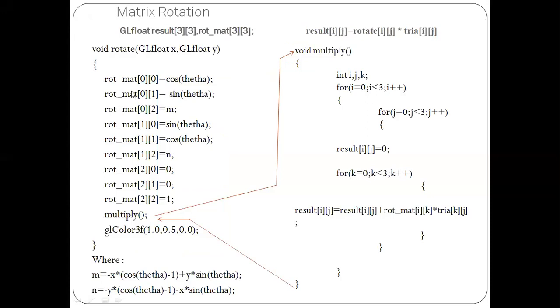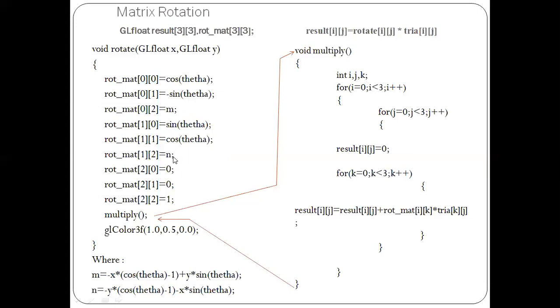Now let us see what happens to my rotation matrix. My rotation matrix 0 0 will be cos theta. Rotation matrix of 0 1 will obviously be minus sin theta. Rotation matrix of 0 2 will be m. What is m? M is equal to minus x. X means we have taken 100, and y also we have taken 100, that is at the fixed point. So x and y will be calculated here for m, and this will be calculated for n. Now this m and n will not be 0, 0. It will have some values.